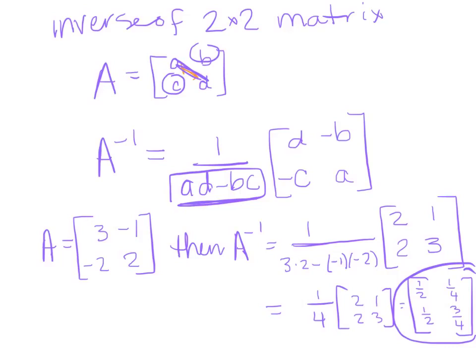So let's let you try one on the next page. What if I had B equal to [3, -1; -6, 2]?